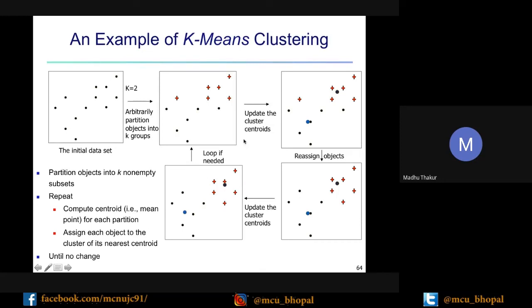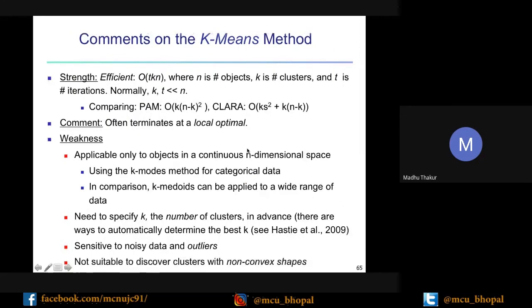So at last, when we minimize the sum of squared error, the exact mean will be found, and all objects come around that mean. So we'll get separate clusters.